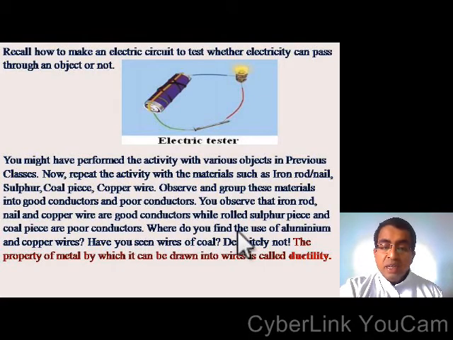So, where do you find the use of aluminium and copper wires? Have you seen wires of coal? Definitely not. So, the property of metal by which it can be drawn into wires is called ductility.